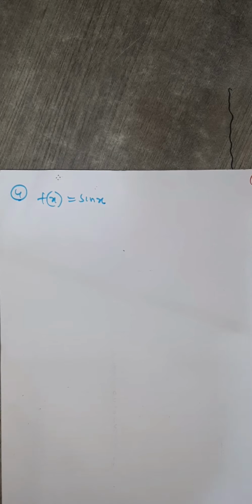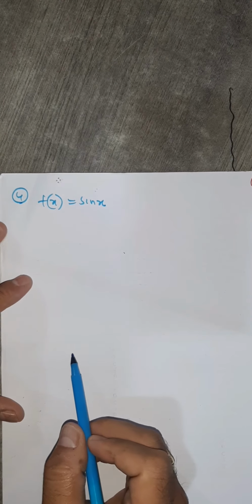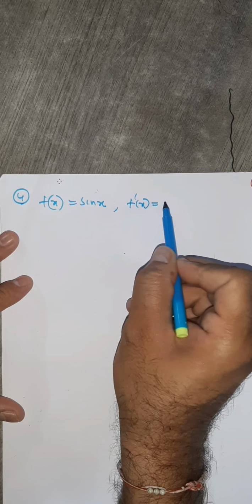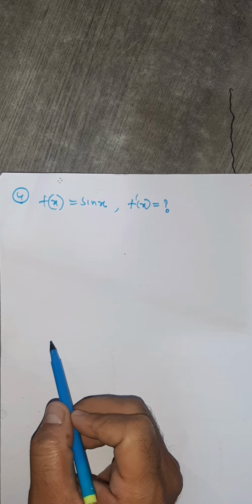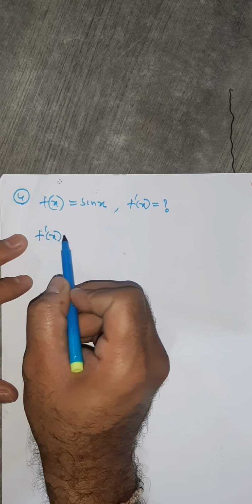So I'll take one more example. Trigonometric function f(x) equals sin x. You might be knowing, let's see what is the derivative here. We want f dash x. This is a question: derivative of sin x with respect to x. So recall the definition. What's f dash x?